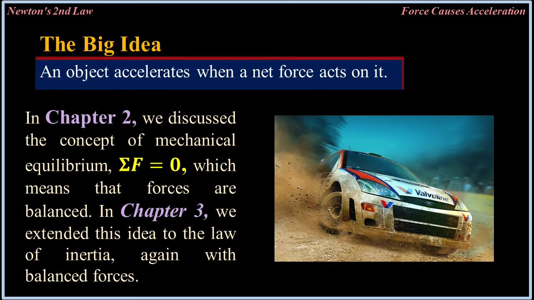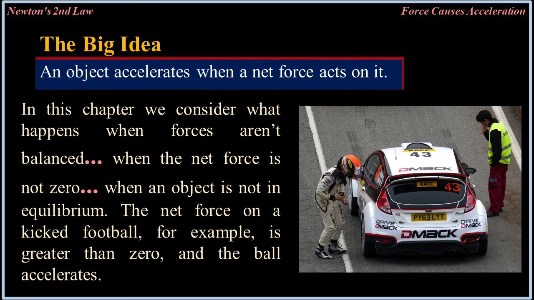The big idea: an object accelerates when a net force acts on it. In Chapter 2, we discussed the concept of mechanical equilibrium. The sum of the forces equals zero, which means that forces are balanced. In Chapter 3, we extended this idea to the law of inertia, again with balanced forces. In this chapter, we consider what happens when forces aren't balanced, when the net force is not zero, when an object is not in equilibrium.